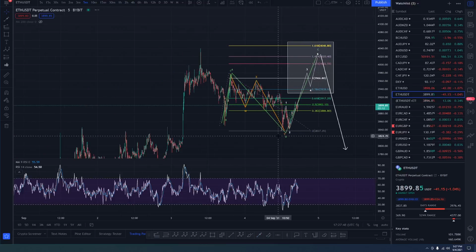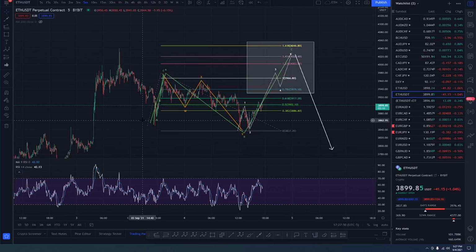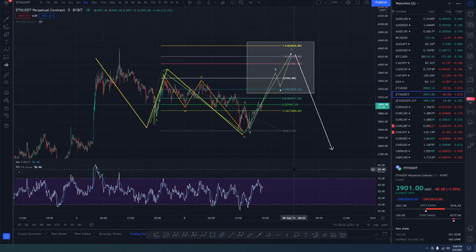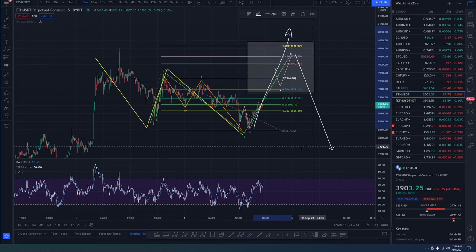Unless I have a different count here. So let's talk about an alternate count. What if this right here is a 3-wave move? That's a 3-wave, and then that's a 3-wave right there. What if that's the end, and this is the beginning of a new wave to the upside? It doesn't bother me because I'm still long. I'm long here. So if that's my count as 3 waves and we go up from here, that's totally possible. Can make higher highs. So I need to be aware of that possibility.